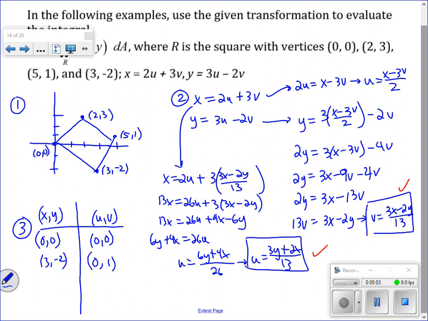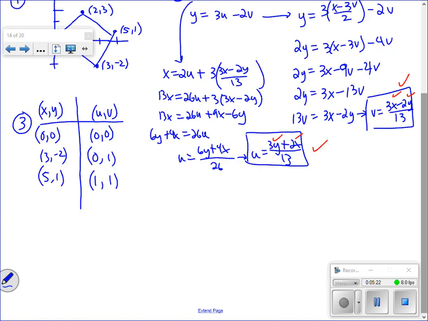All right, so then I'm going to try 5, 1. So again, I'm plugging 5 and 1 in for x and y in these problems right here. So you plug 5 and 1, and for u you get 1, and you also get the same thing for v. And then finally, if you do that for the last point, 2, 3, plug 2 and 3 in for x and y in your equations, you will get 1, 0. All right, so you end up with this new world of u's and v's, and you end up with a unit square.